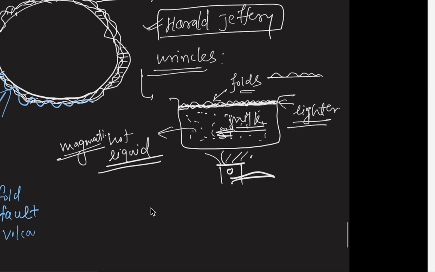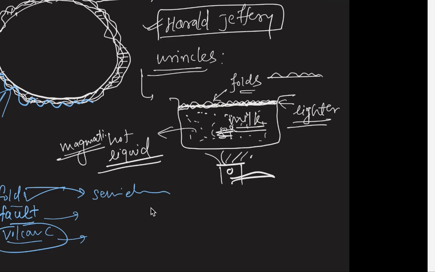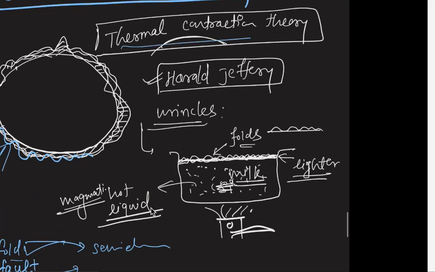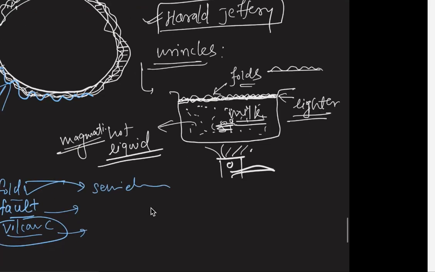Volcanic mountains are there. So the rock is different. Fold mountains are sedimentary rock, right? Fault mountains have a different type of rock, and volcanic rock for volcanic mountains. So different mountains or different features have different varieties of chemical composition and physical composition. But Harold Jeffrey is not able to tell about this. He says everything is uniform because this is the thermal contraction theory. So his theory was rejected.